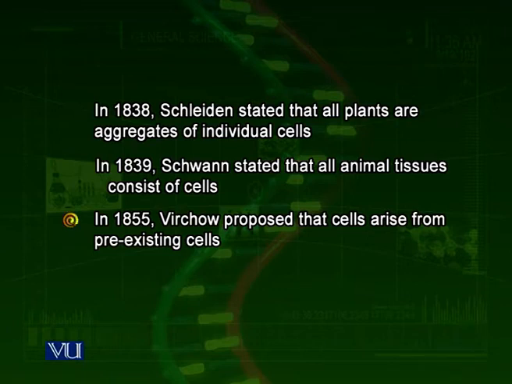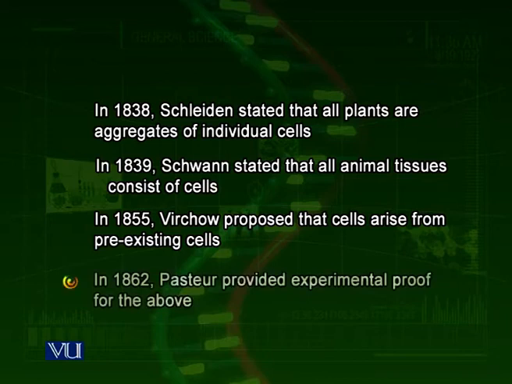In 1855, another scientist, Virchow, described that cells only arise from pre-existing cells. That is, if there are some cells present, they divide and produce new cells. Pasteur later on produced the proof for this, that cells arise from pre-existing cells. In this way, the cell theory took its current form: all living organisms consist of one or more cells, cells are the basic unit of life, and all cells arise from pre-existing cells. This is about the important features of cell theory.